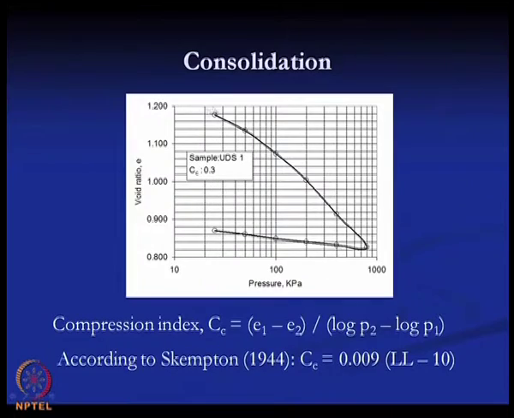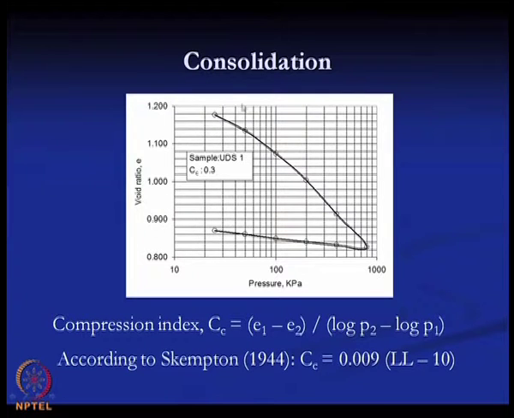In the consolidation test, we can apply a load or pressure on a soil sample, and we can determine the amount of void in the soil, or the void ratio. As expected, as we apply more pressure, the void ratio will decrease.